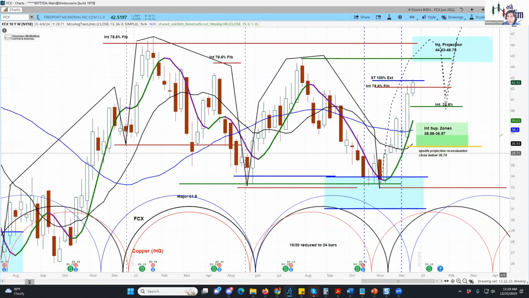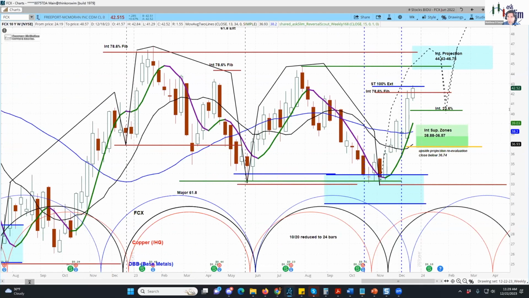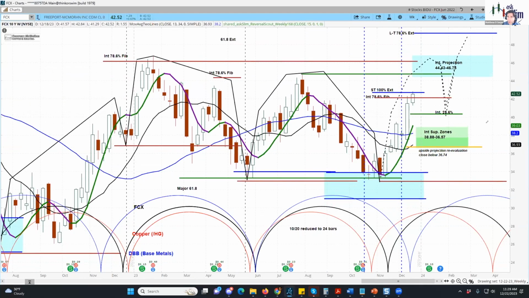So once we've identified that, we want to get into our levels, and we use swing high, swing low techniques. And as I did my swing high, swing low techniques, I was able to identify some key areas where, based on the patterns, we would likely see if this is to play out bullishly. So I've identified here an intermediate projection zone over the next several weeks of around 44.40 to 46.75. You can see that also is going to come back to retest that prior cycle high.